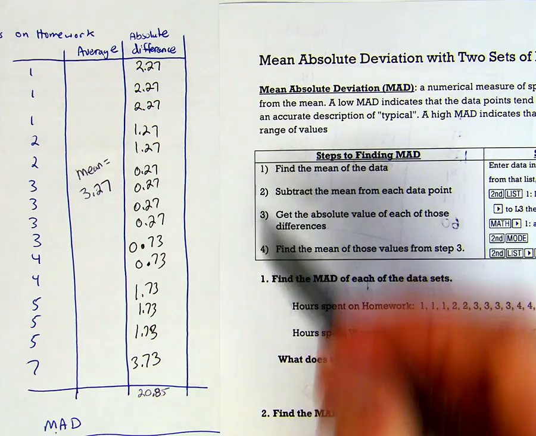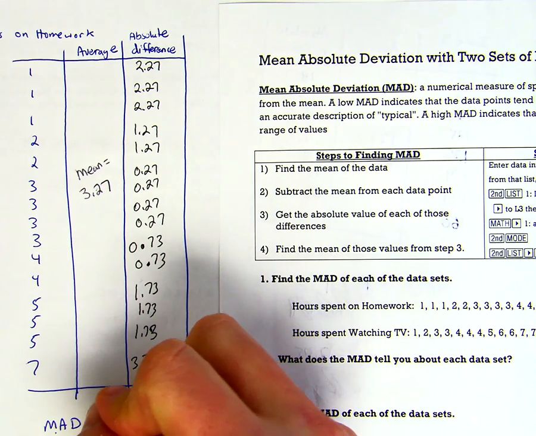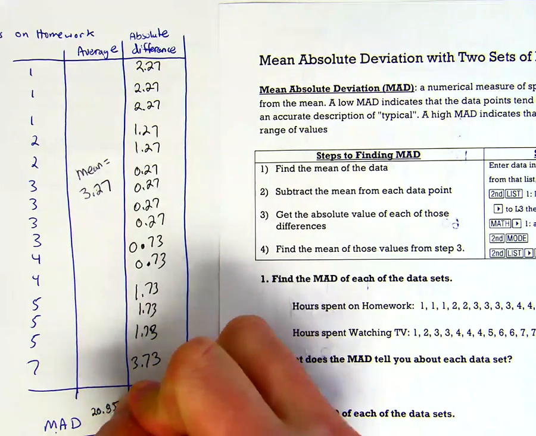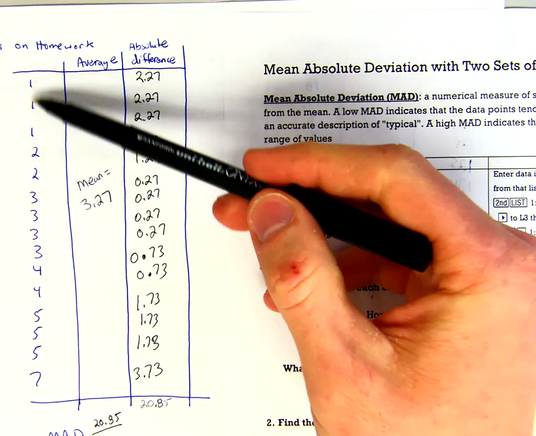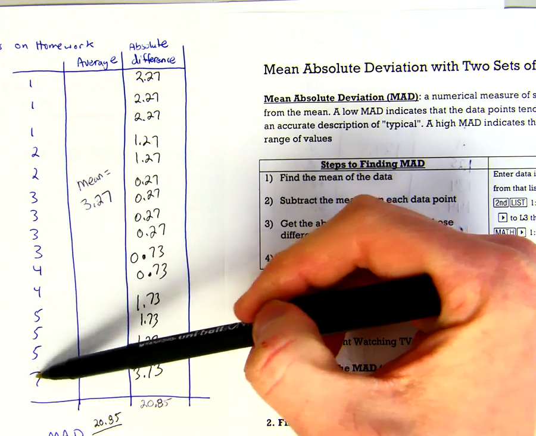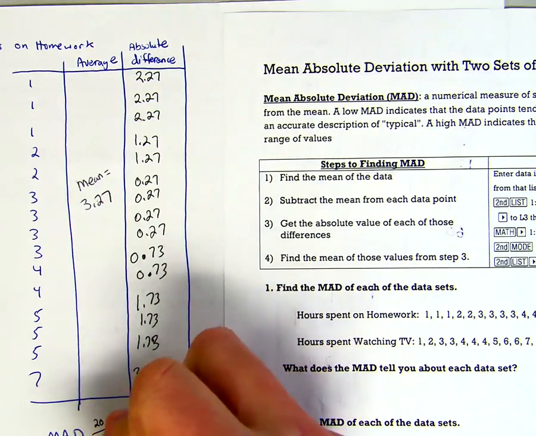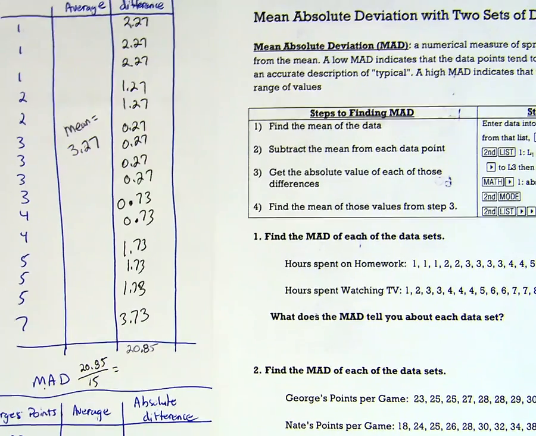So now that I've found my total here, I can divide it by the total number of data points, and that's how I'm going to find my mean. So 1, 2, 3, 4, 5, 6, 7, 8, 9, 10, 11, 12, 13, 14, 15. So I'm going to do 20.85 divided by 15.